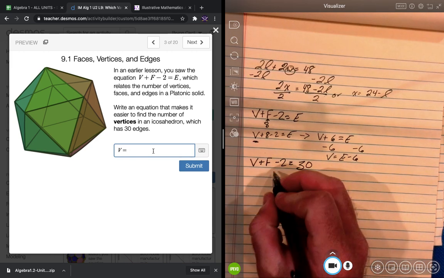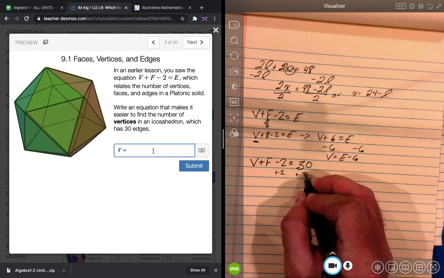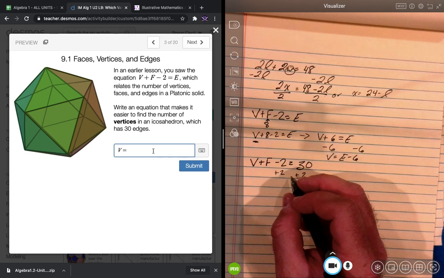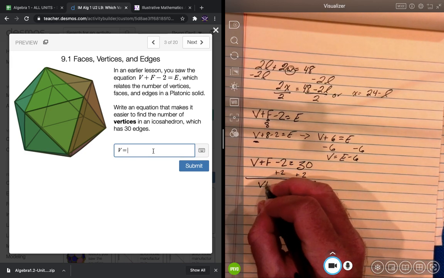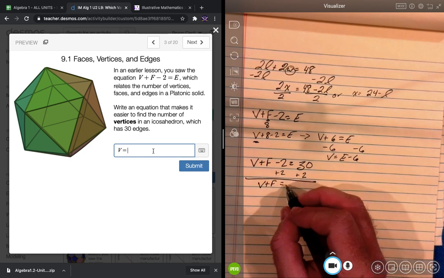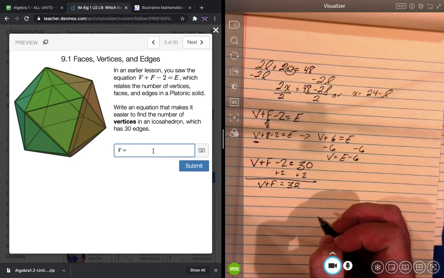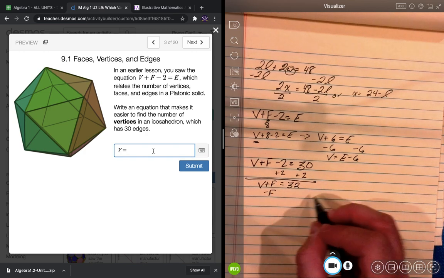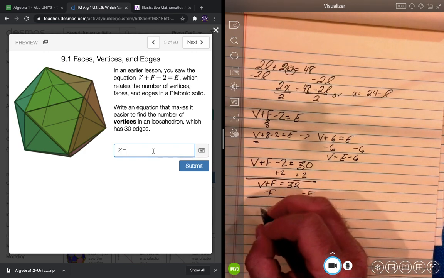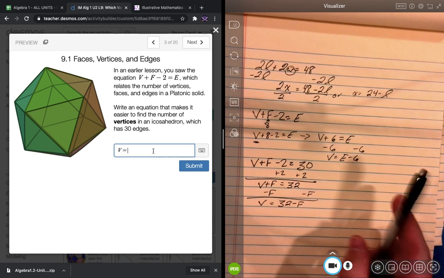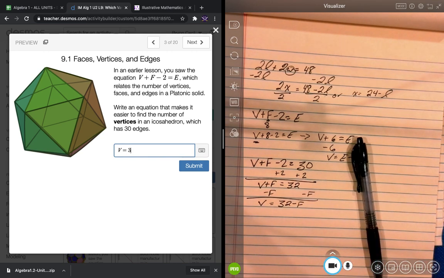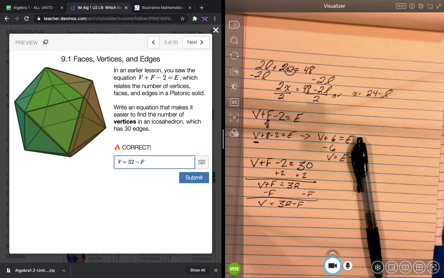So now we're going to combine like terms. I'm going to put the 2 over. I'm going to add because it's the inverse operation. So now I'm going to have V plus F equals 30 plus 2, that is 32. Move your F over using inverse operations. You're going to get tired of me saying that, aren't you? Inverse operations, and that is what I have, V equals 32 minus F.